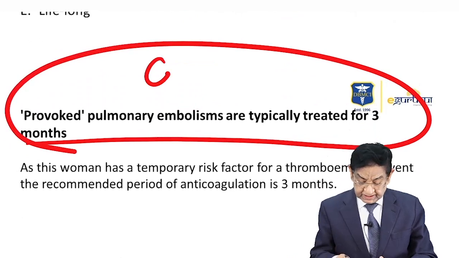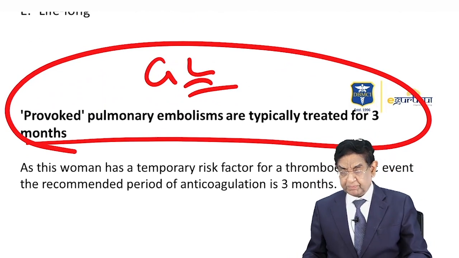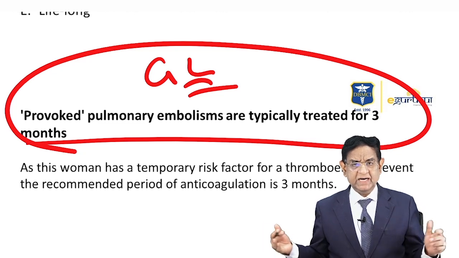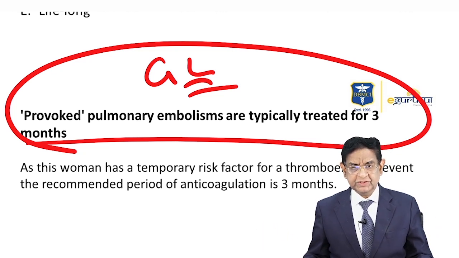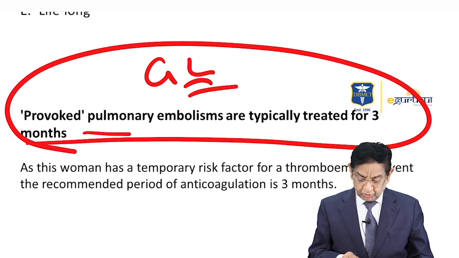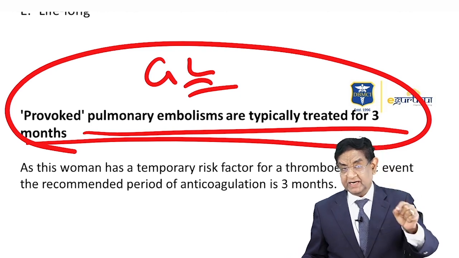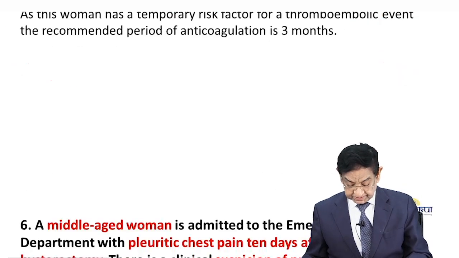Golden line to remember in provoked pulmonary embolism. Note down all these golden lines. These are the answers to your questions in the exam. They are going to ask you this question only. So provoked pulmonary embolism is typically treated for 3 months and unprovoked for 6 months.